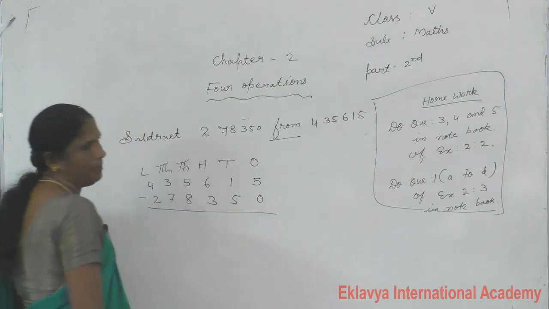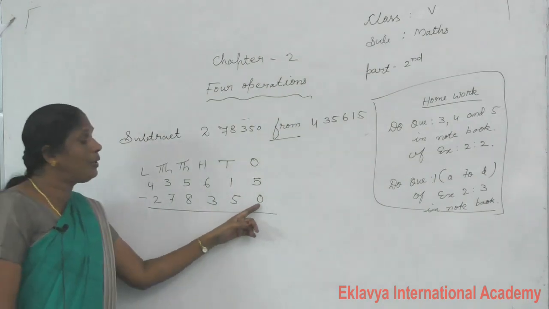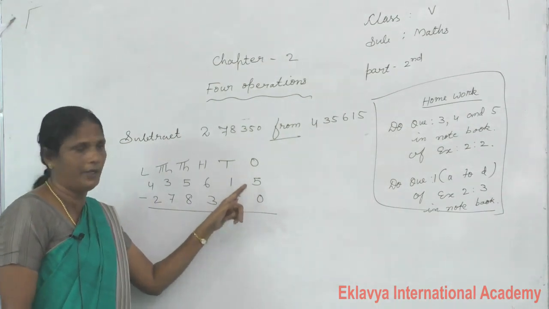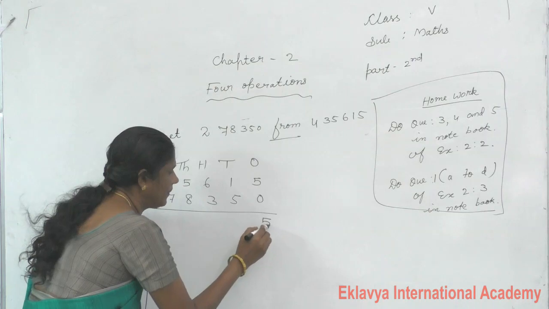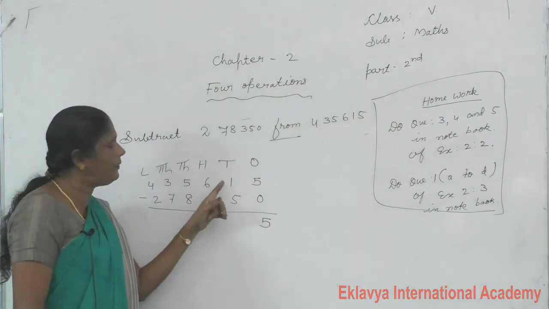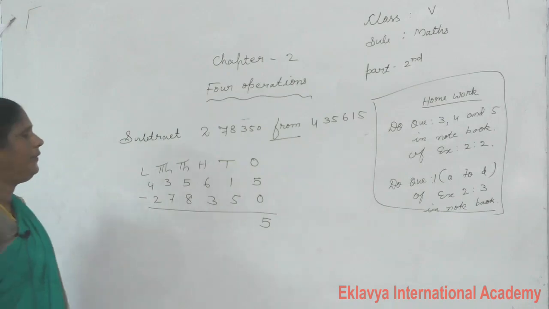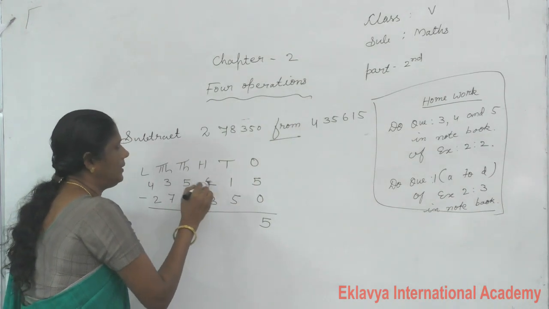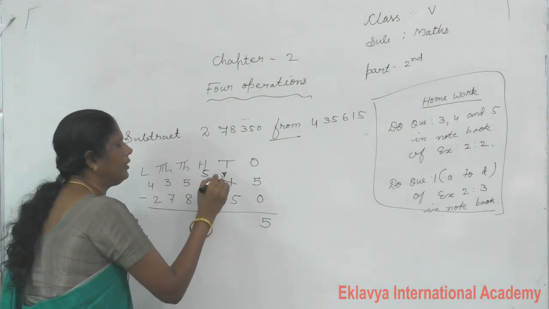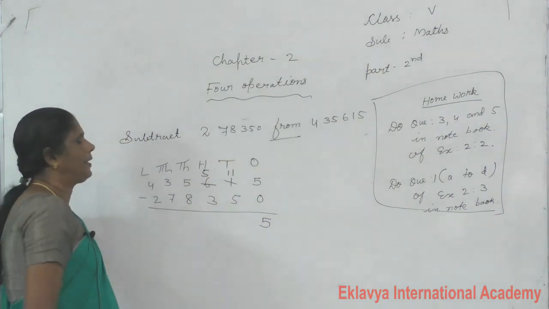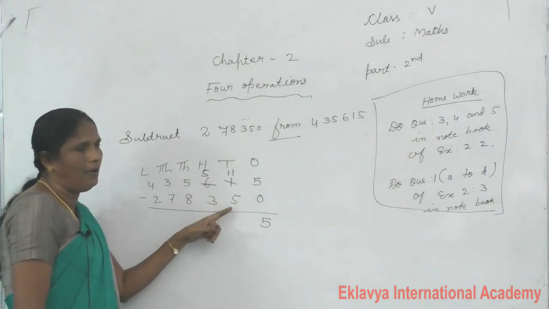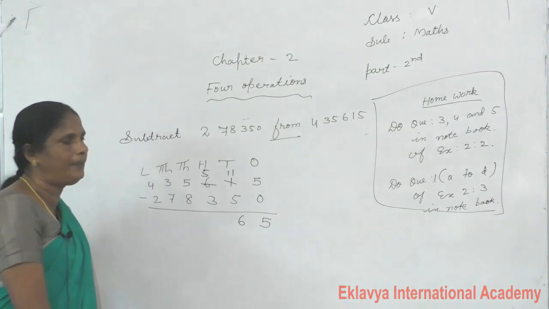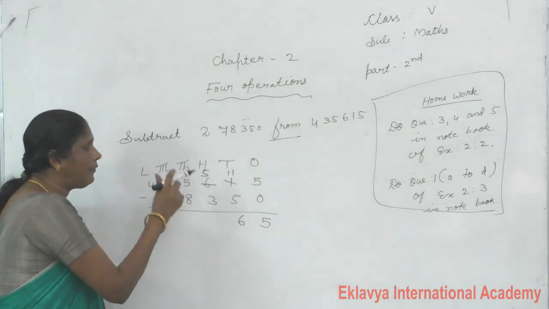Then subtract this number. 0 take away from 5, what do you get? 5. 5 take away from 1, is this possible? No. We take a borrow from the next place. This goes to 5, this goes to 11. We take a 10, 10 plus 1, 11. Then 5 take away from 11, you get 6. Okay. Then 3 take away from 5, you get 2.